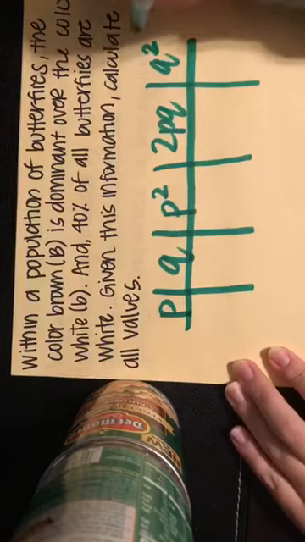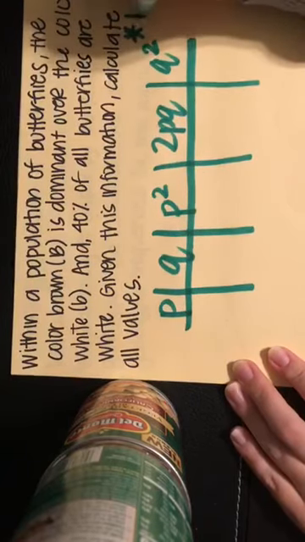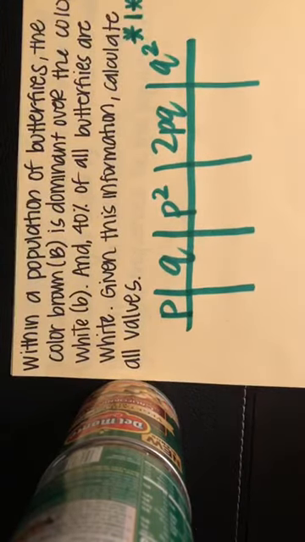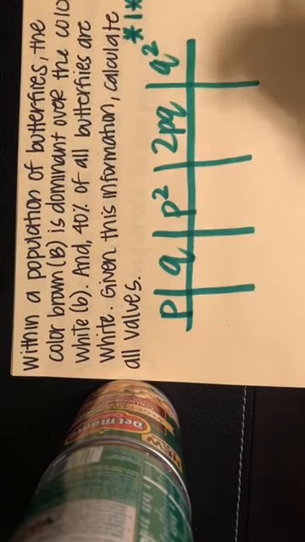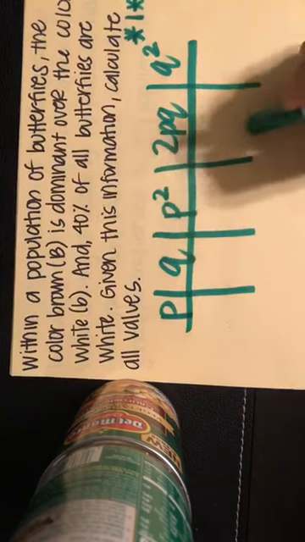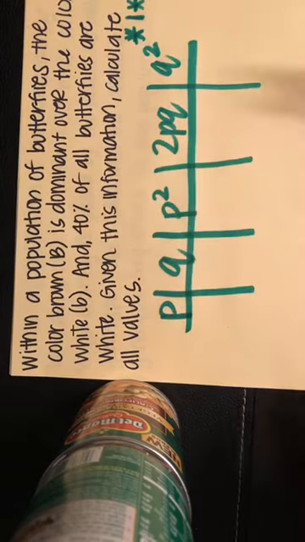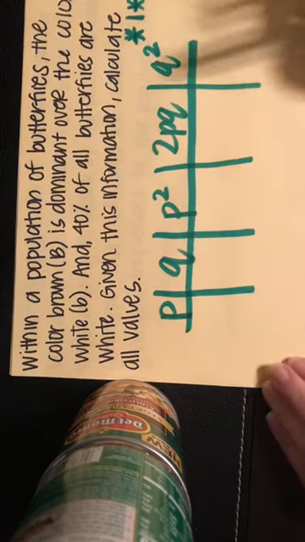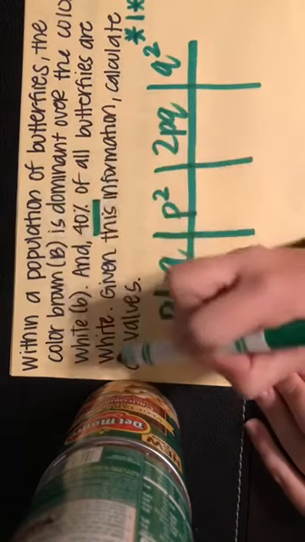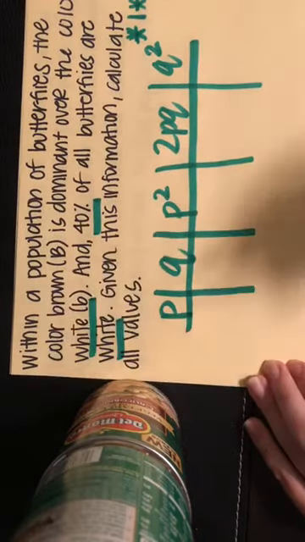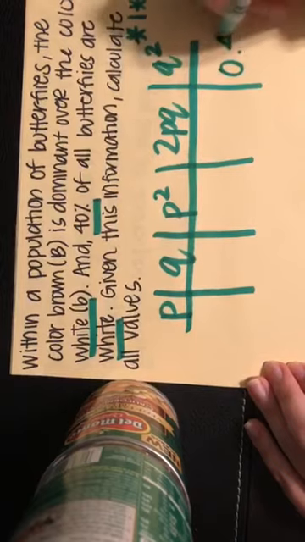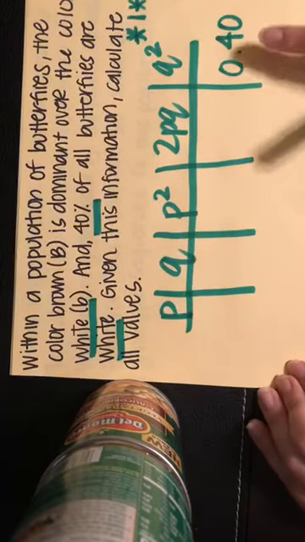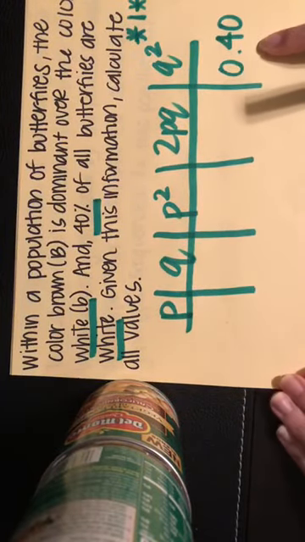And now you always wanna start with Q squared. Q squared is always where you wanna start because if I tell you how many have the dominant trait, you don't know whether that's P squared or 2PQ. So you have to start with Q squared always. Well, this question gave it to us. So 40% was white, and white is our recessive trait. So I'm gonna put 0.40 here. So if I know my Q squared, there's a value on here that I can solve.